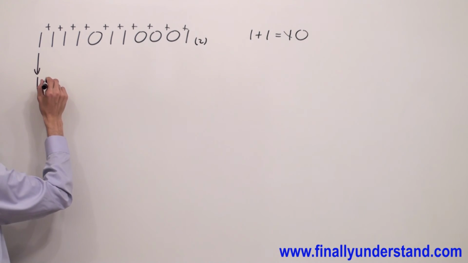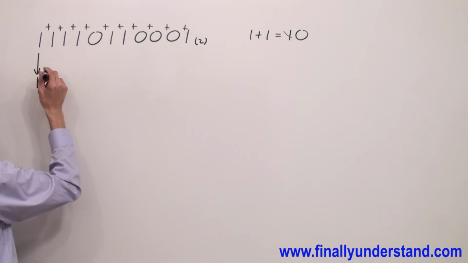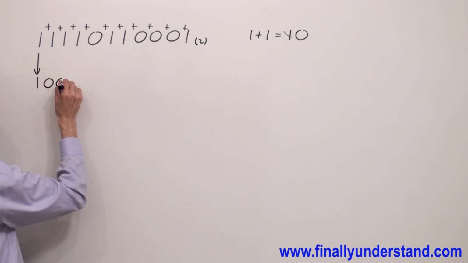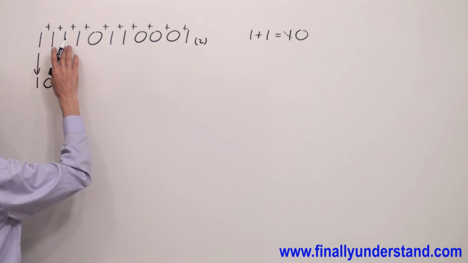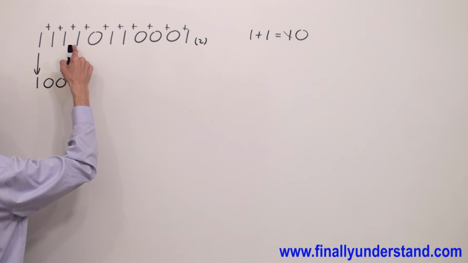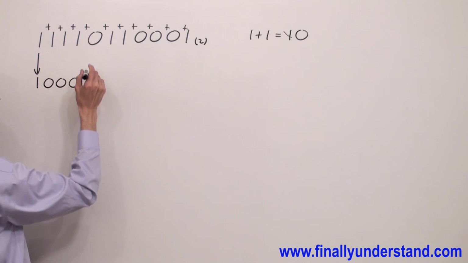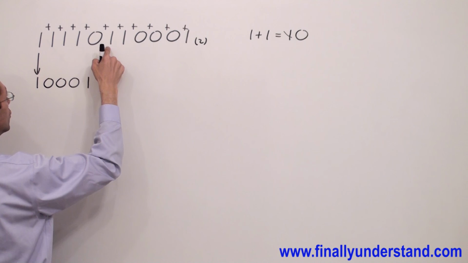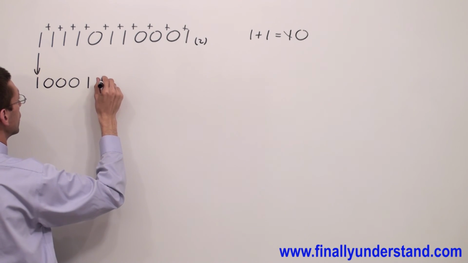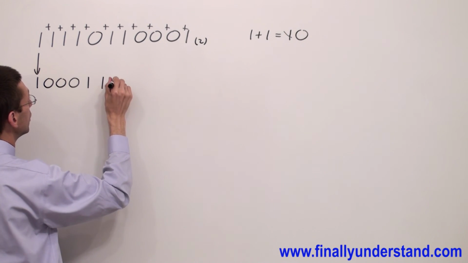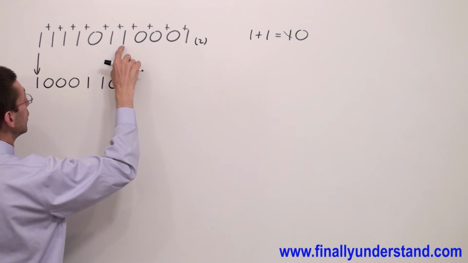So 1 plus 1 is 2. Ignore the carry of 1. 1 plus 1 is 2. Again, write 0 and just discard the carry of 1. 1 plus 1 is 2. Again, write 0 and ignore the carry of 1. 1 plus 0 is equal to 1. 0 plus 1 gives me 1. 1 plus 1 is 2. Write 0 and discard the carry of 1.